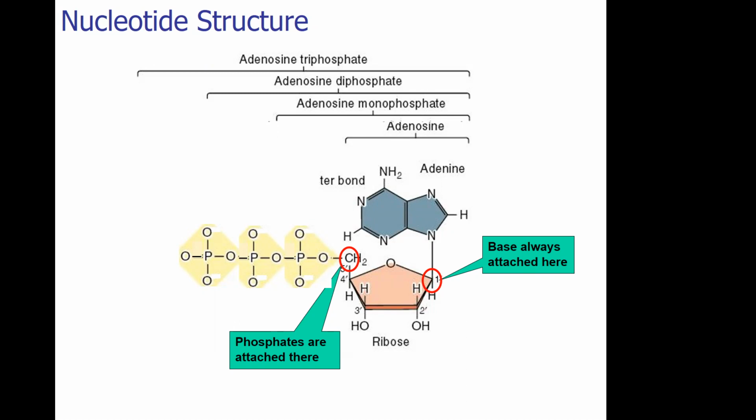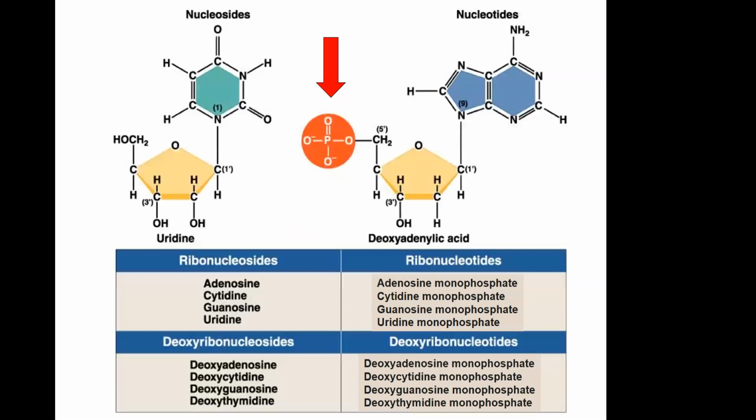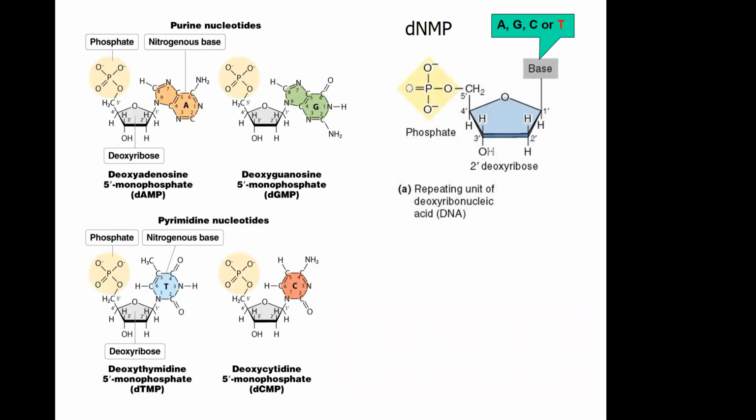Deoxyadenosine triphosphate, right? If all 3 of them are there. So, here's all the names listed out for all of them. A lot of times we don't care. We just want to talk about all of them in one lump sum, so we use abbreviations.